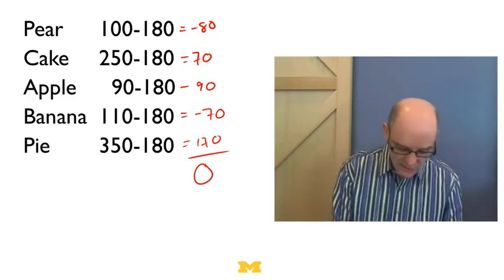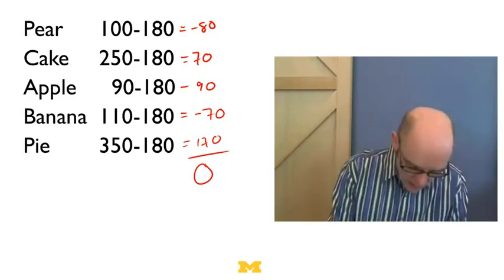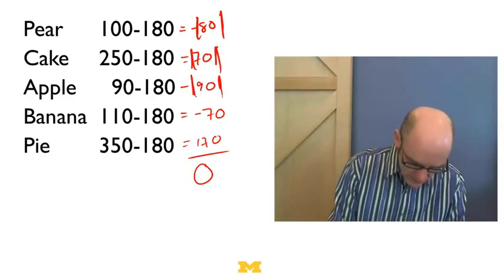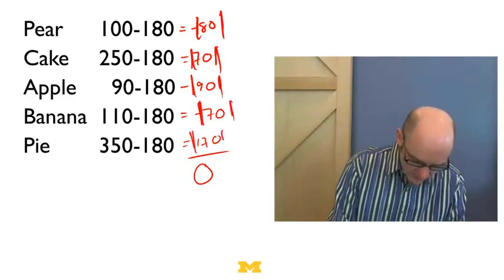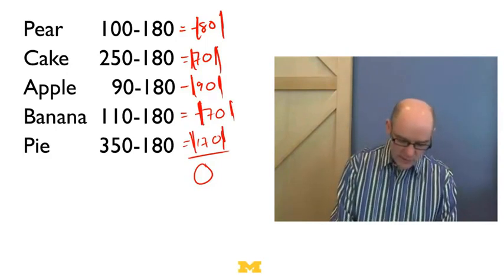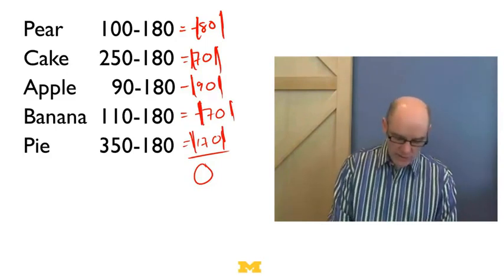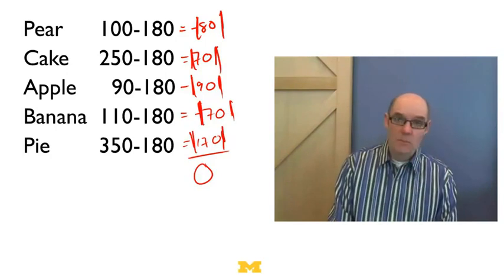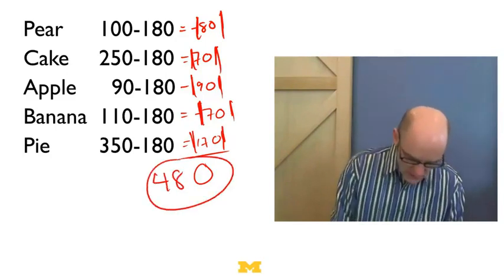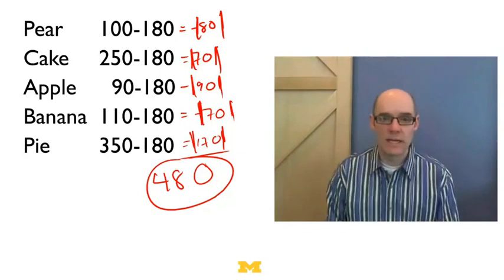So what I need is I need all these differences to be positive. So one thing I could do is I could just take the absolute value of all these things, right? And then I could add up the absolute values, and I could get 80 plus 70 is 150, plus 90 is 240, plus 70 is 310, plus 170 is 480. So I could say the total difference from the mean is 480.